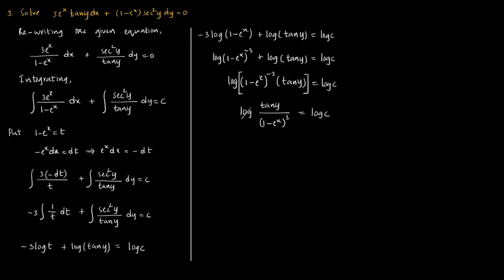We cancel the log on both sides and then we have tan y by (1 minus e to the power x) whole cube equals c. That is, tan y equals c times (1 minus e to the power x) whole cube, which is the required solution.